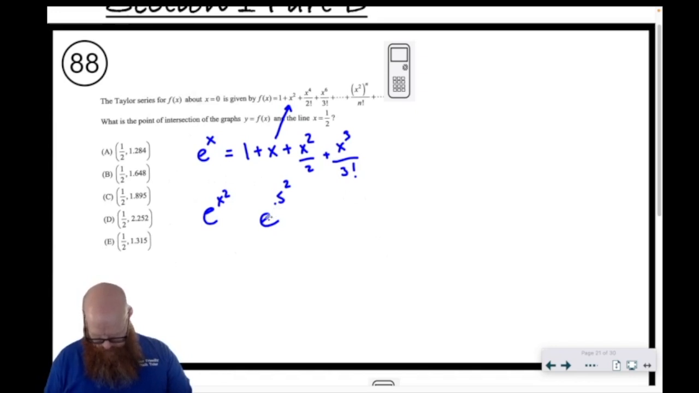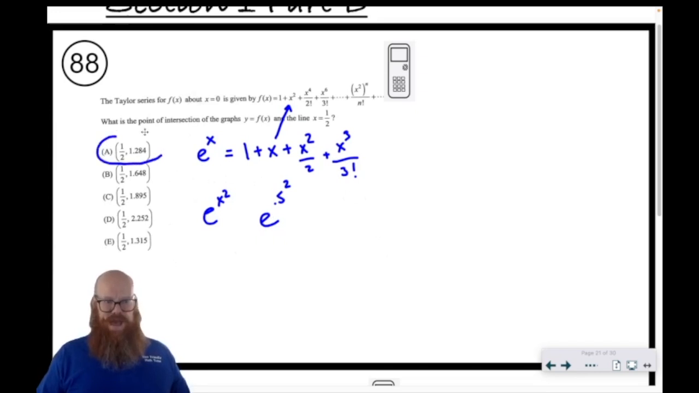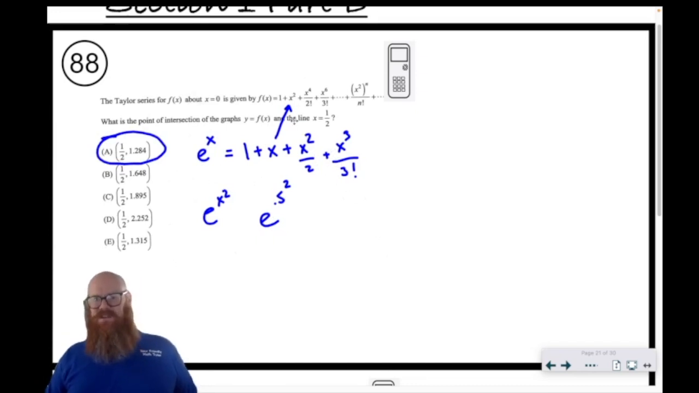So let's do that. And that gives me like 1.284, which is A. All right, again, another option. If you don't see that this is e to the x and then this is e to the x squared, what you honestly can do is just plug in 1/2. Just do it for a little bit. Let me see what happens.